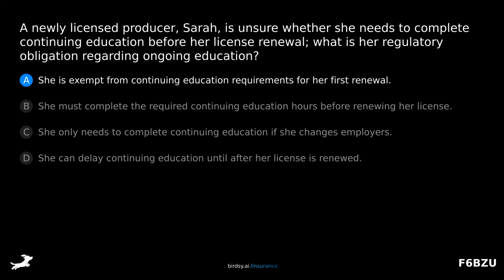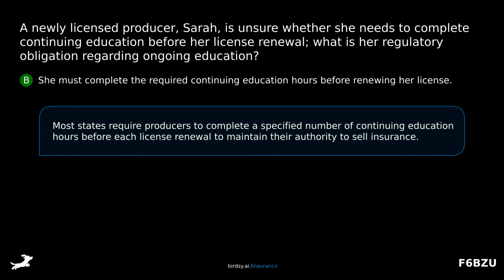Is it A, she is exempt from continuing education requirements for her first renewal? B, she must complete the required continuing education hours before renewing her license? C, she only needs to complete continuing education if she changes employers? Or D, she can delay continuing education until after her license is renewed? The correct answer is B, she must complete the required continuing education hours before renewing her license. Most states require producers to complete a specified number of continuing education hours before each license renewal to maintain their authority to sell insurance.